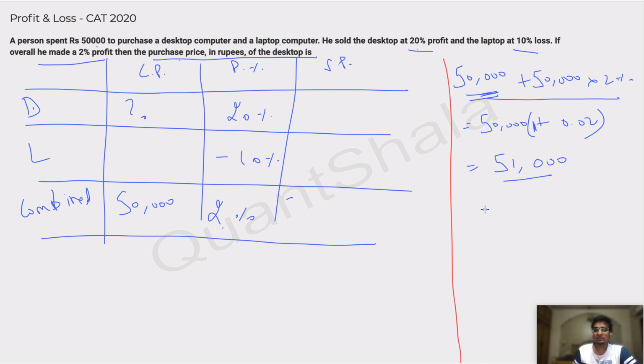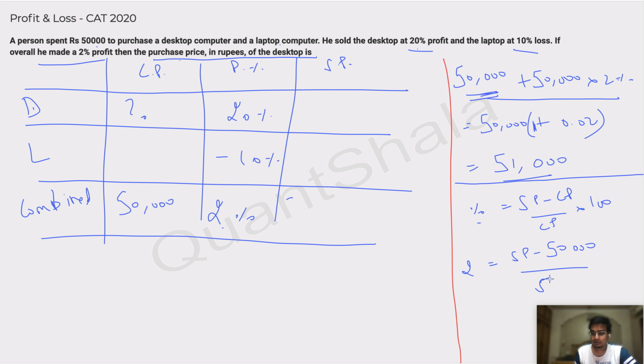Okay. What is the other method? If you don't like this, going from the basics, what is the profit percentage? It's selling price minus cost price by cost price, right? Multiplied by 100. We know that profit percentage here is 2%. Selling price we don't know. Cost price is 50,000. Denominator is also cost price multiplied by 100.